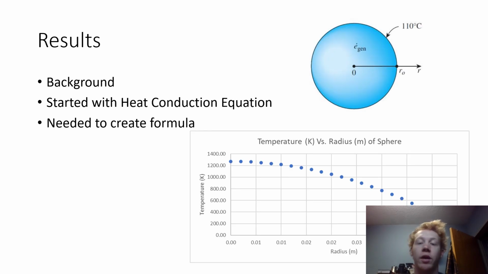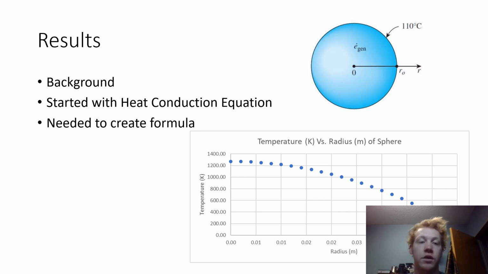For some background, I did calculations that I turned in separately. I did a sphere that is generating heat and dissipating it into the environment at a steady state. This is important because I started with the heat conduction equation and worked with it to get a formula that would be a function of the distance, being the radius of the sphere, and it would give me temperature. The graph that I believe I'm currently covering up shows the temperature in Kelvin versus the radius in meters of the sphere. As you can see, we start high and gradually decrease.